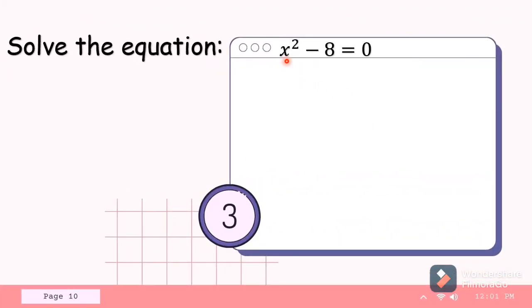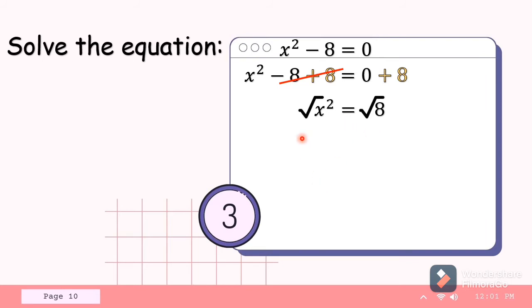How about if we have x squared minus 8 is equal to 0? Again, let's eliminate negative 8 by adding 8 on both sides using addition property of equality. So, negative 8 plus 8, that will become 0. So, ang matitira na lang sa atin ay x squared is equal to 8. Then again, let's take the square root of both sides. So, square root of x squared will be x.